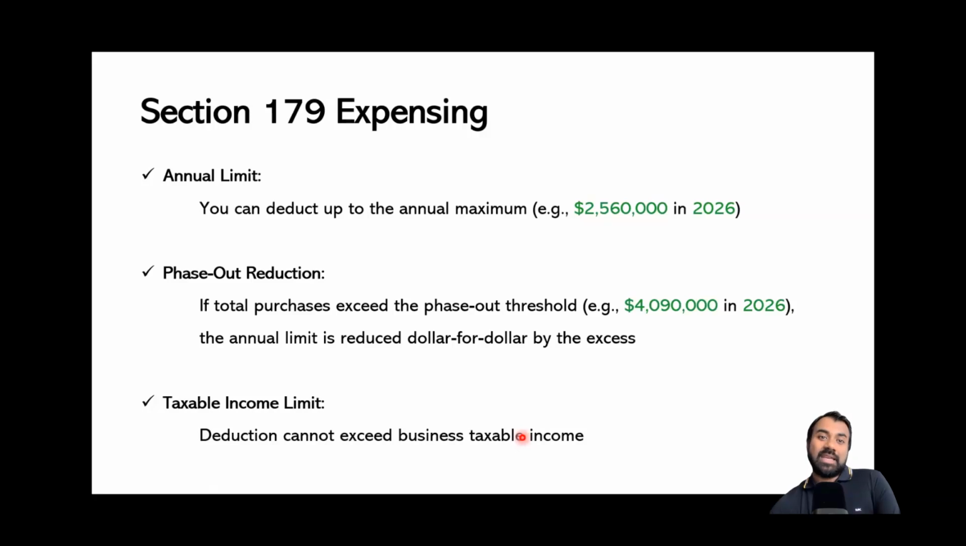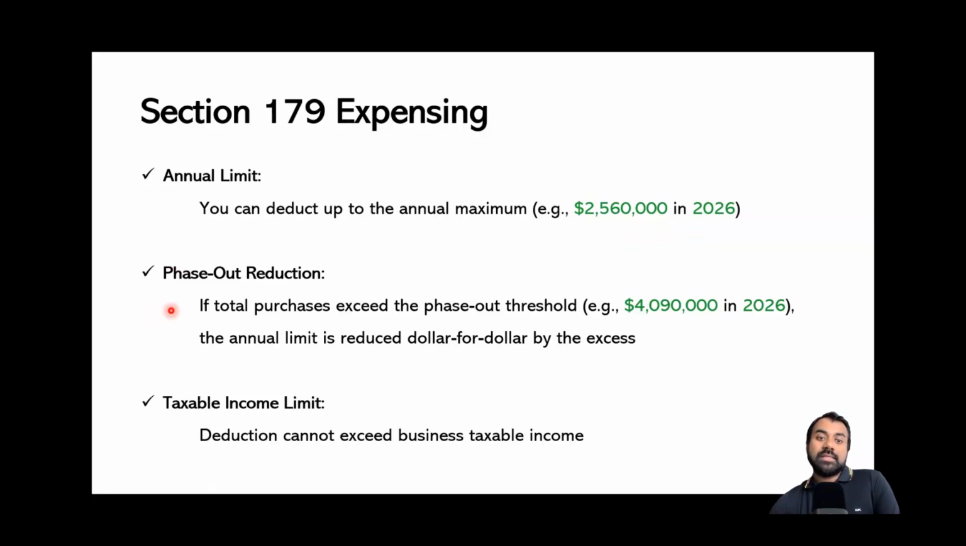So here is the summary that you need to remember regarding section 179 expensing. The first is the annual limit. You can deduct up to the annual maximum. For the 2026 tax year, that number is 2.56 million. Again, this number can change over time, and this number is not provided to you during your CFP exam. So please make sure you know the latest number.